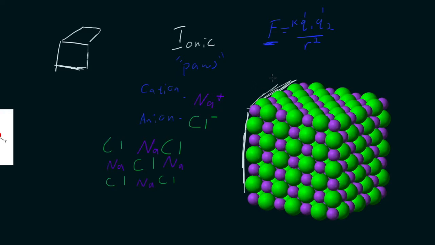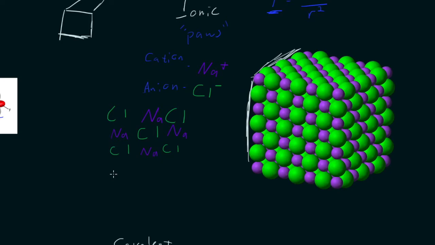Now, if they have different charges, or different shapes, like copper sulfate, CuSO4, well, copper is my cation. It's going to be Cu2+. SO4 is going to be my anion, SO4 2-. Well, SO4 is actually one sulfur and 4 oxygens. Looks kind of like this.